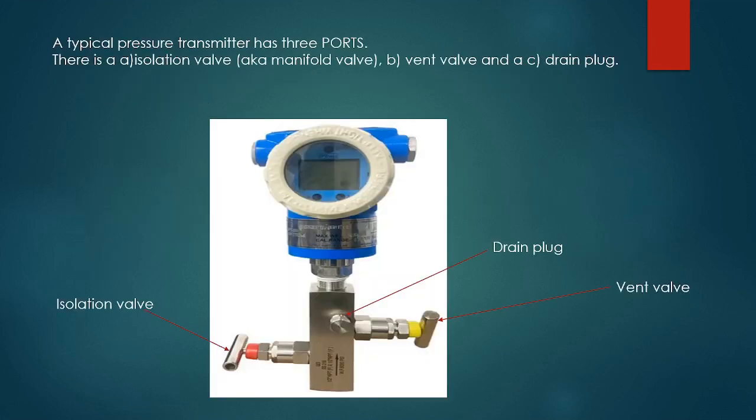Now, the figure you see in front of you is that of a typical pressure transmitter. This transmitter has 3 ports, that is, an isolation valve, a vent valve, and a drain plug. The isolation valve is used to isolate the pressure transmitter from the process system. The vent valve is used to vent or depressurize the pressure transmitter, and the drain plug is used to remove the remaining fluid present in the pressure transmitter. Normally, the pressure transmitter is connected to a line which contains the fluid whose pressure or flow is to be measured.